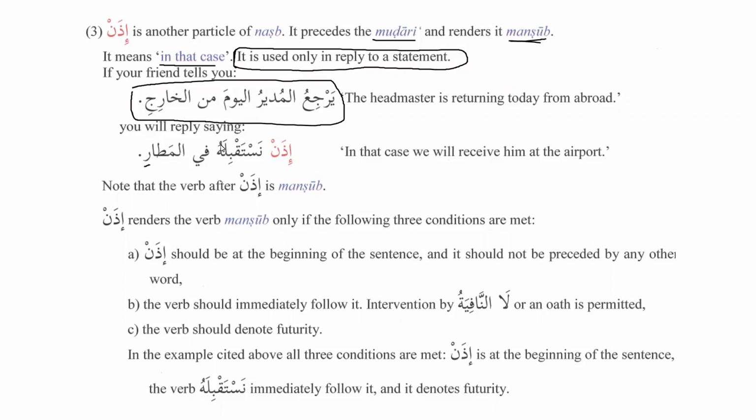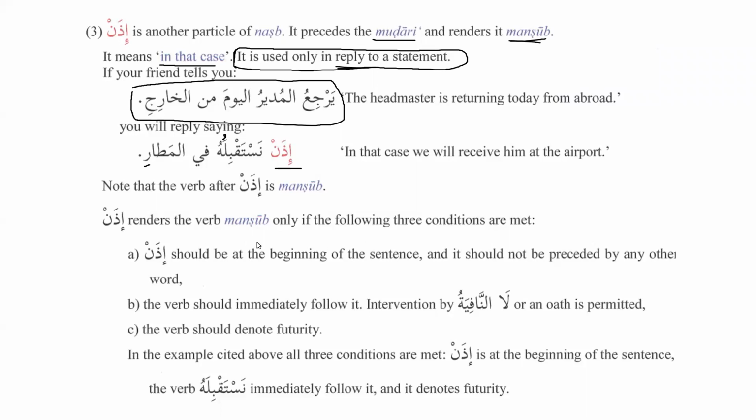Now we can see over here, it was basically nastaqbiluhu. It was lu, and it has changed into la because of idhan. However, the condition that we have seen is that it should be a reply to a statement. We can't just use it as a statement. It should come as a reply to the statement.